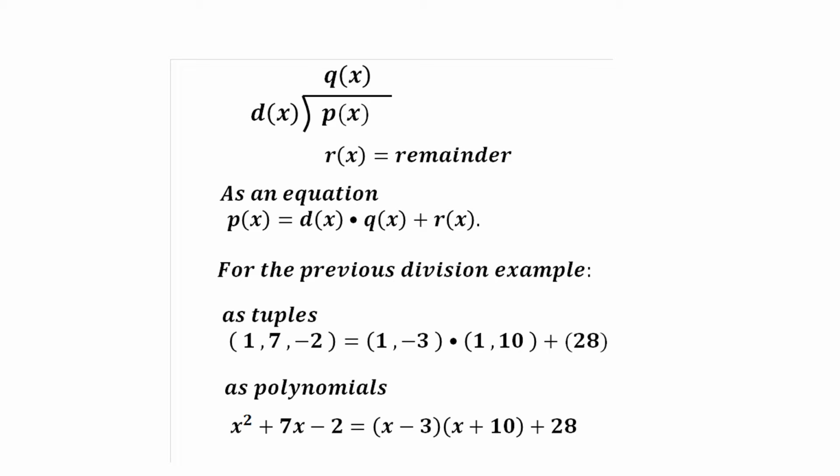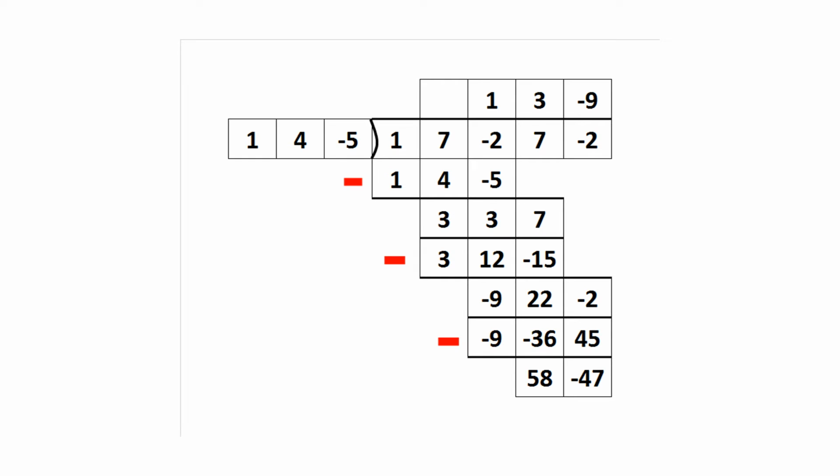For the previous division example that we just had, as tuples, 1, 7, negative 2, that was the dividend. It's equal to the divisor, 1, negative 3, times the quotient, 1, 10, plus the remainder. As polynomials, x squared plus 7x minus 2, the dividend, is equal to the divisor, x minus 3, times the quotient, x plus 10, plus the remainder, 28. We will use p of x equals d of x times q of x plus r of x later.